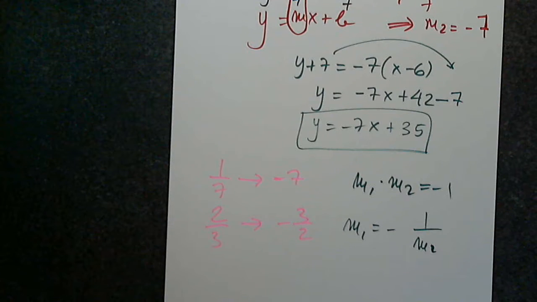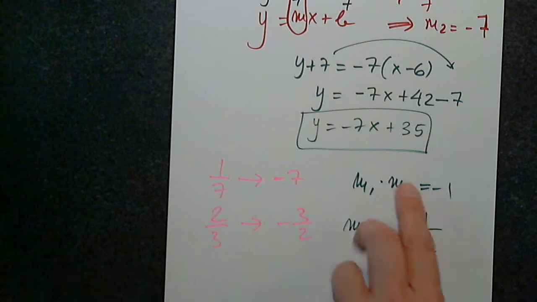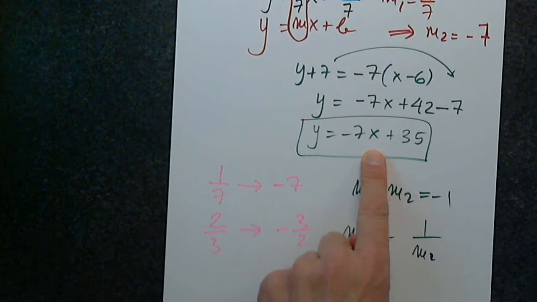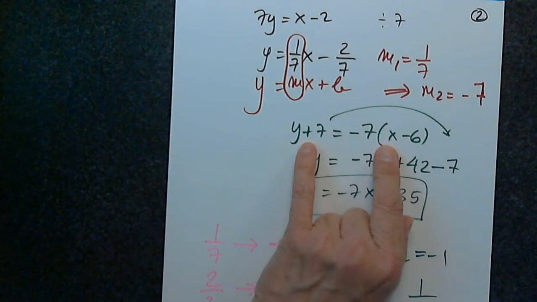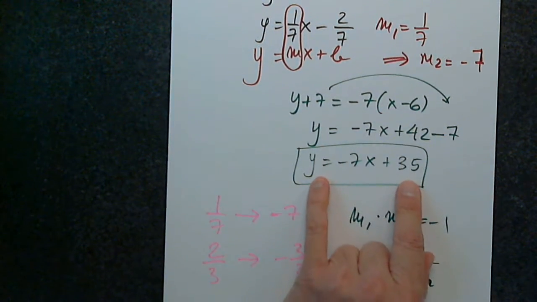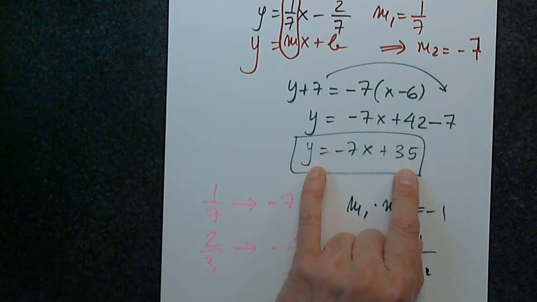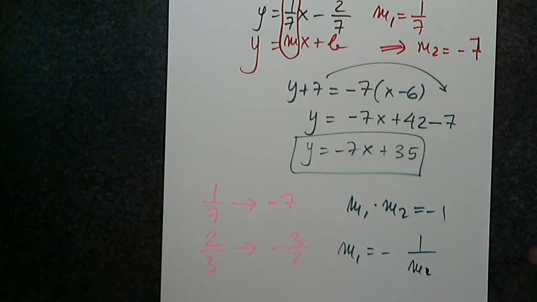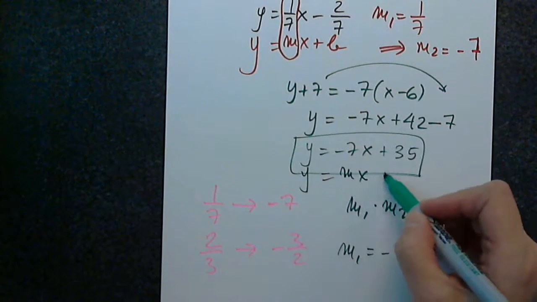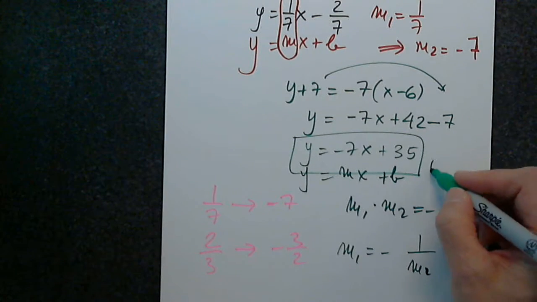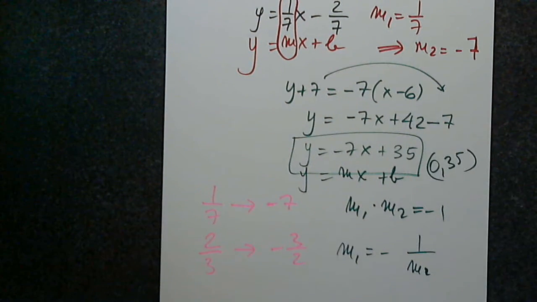So y equals -7x plus 35 is the point slope form? No, this one is the slope-intercept form. Oh, okay. This is the y-intercept form, because if you compare it with y equals mx plus b, you now have (0, 35), the y-intercept.